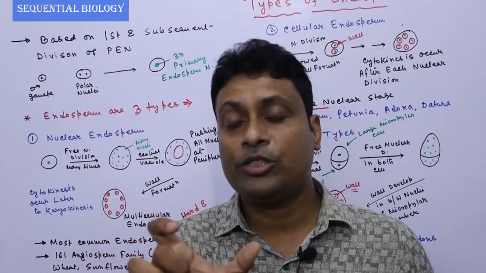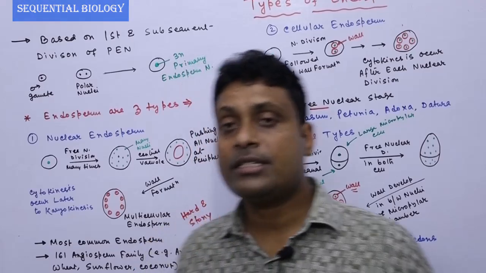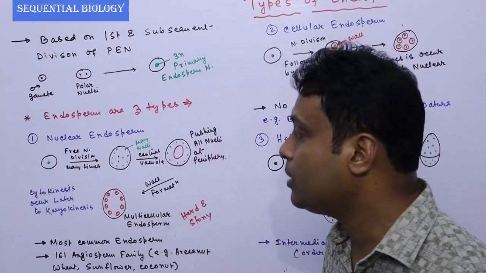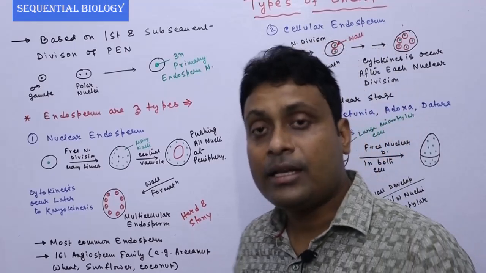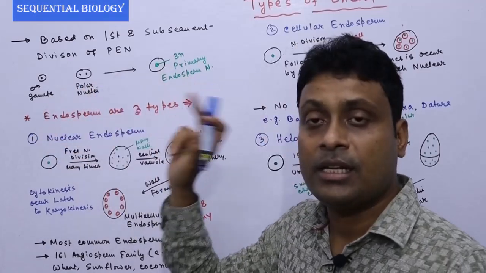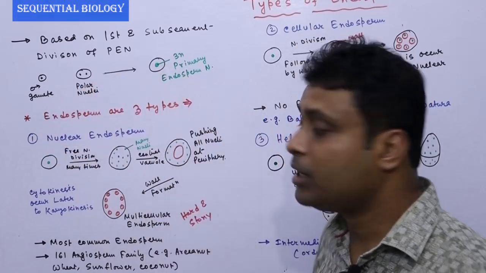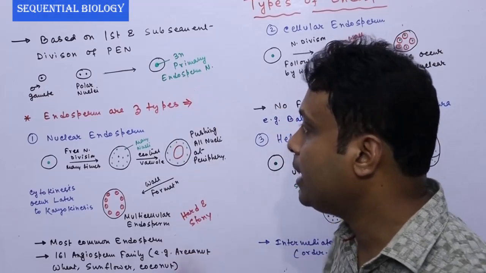In the central portion of the embryo sac, there is a central cell which contains two nuclei, or two secondary nuclei, and these two nuclei are called the polar nuclei. With this central cell, the male gamete unites and forms a triploid structure, and the nucleus of this triploid cell is known as the primary endosperm nucleus.